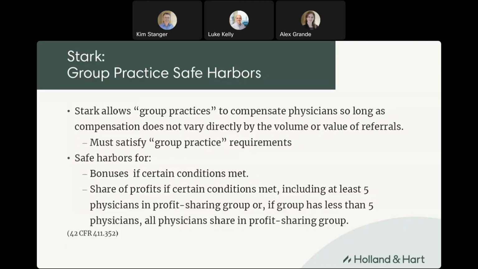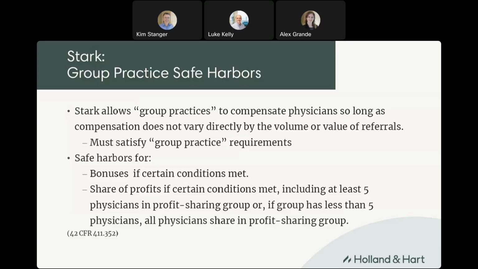There's a separate Stark safe harbor that applies to group practices, that if you are a group practice, you can compensate your group practice members. You just have to make sure that you're not compensating them in a way that is directly affected by the volume or value of their referrals. But the group practice safe harbors have some specific sub-safe harbors that the compensation is deemed not to take into account the volume or value of referrals if you satisfy certain requirements.